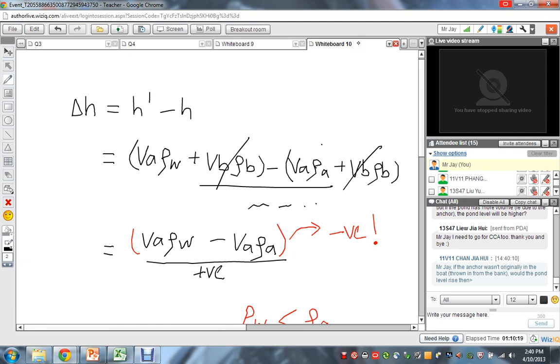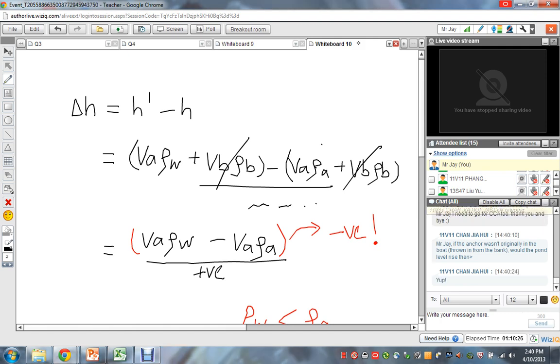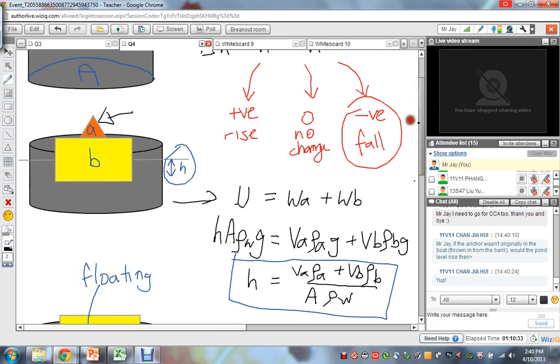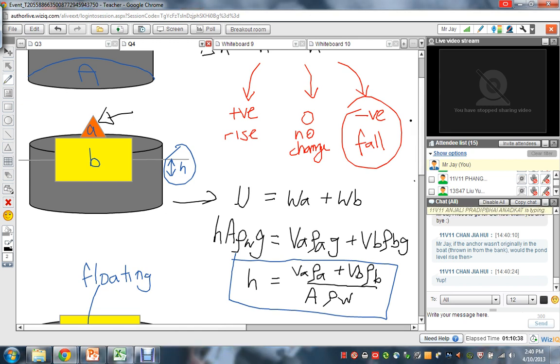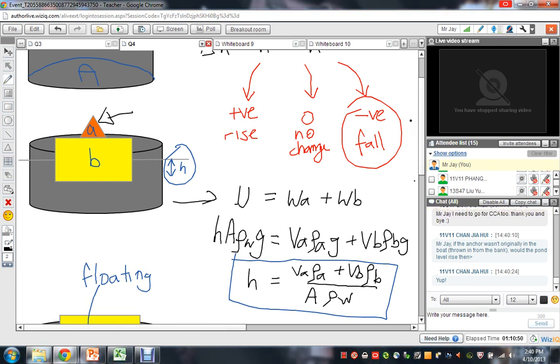What do you mean if the anchor wasn't originally in the boat? That means you stand at the bank and then you throw the anchor into the pond. Yes, then the total level would rise even further because the anchor wasn't in the system in the first place. But now we are comparing the system where the anchor was already in the system. The anchor was just on top of the boat, and now I throw the anchor overboard, that's all. But if someone on the river bank stands and throws the anchor in, of course then the water level will rise. It will rise by exactly the amount that you think it would rise by.